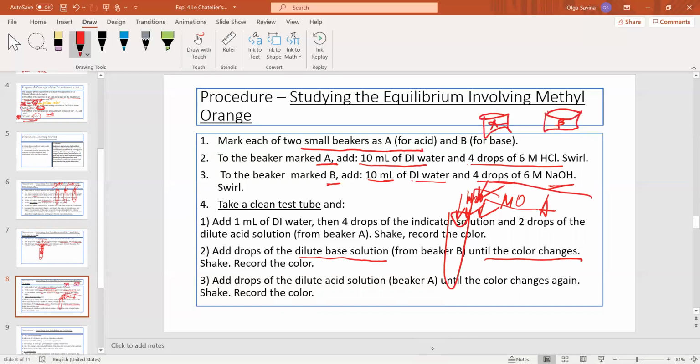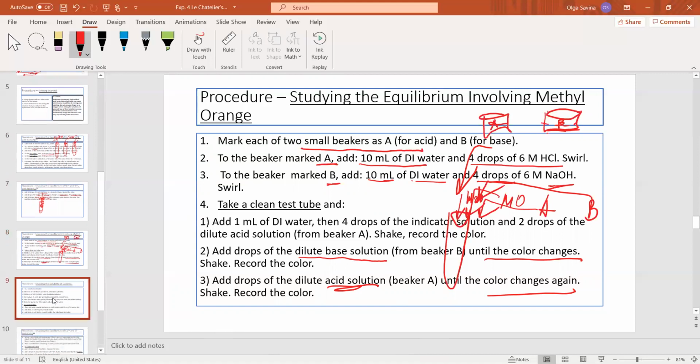In the same test tube, we add in drops of basic solution until the color changes. Record the color. And then we add drops of the dilute acid again until the color changes. And record this color. Okay.